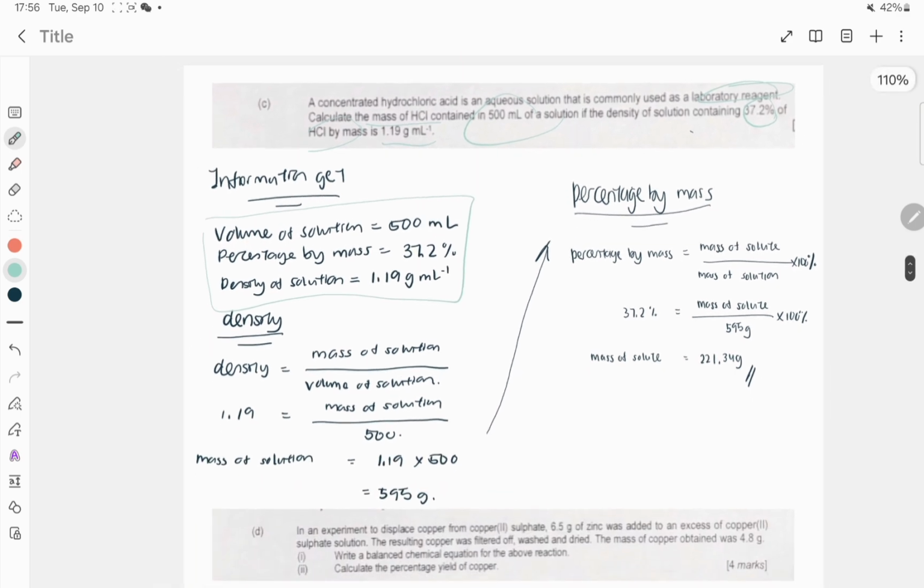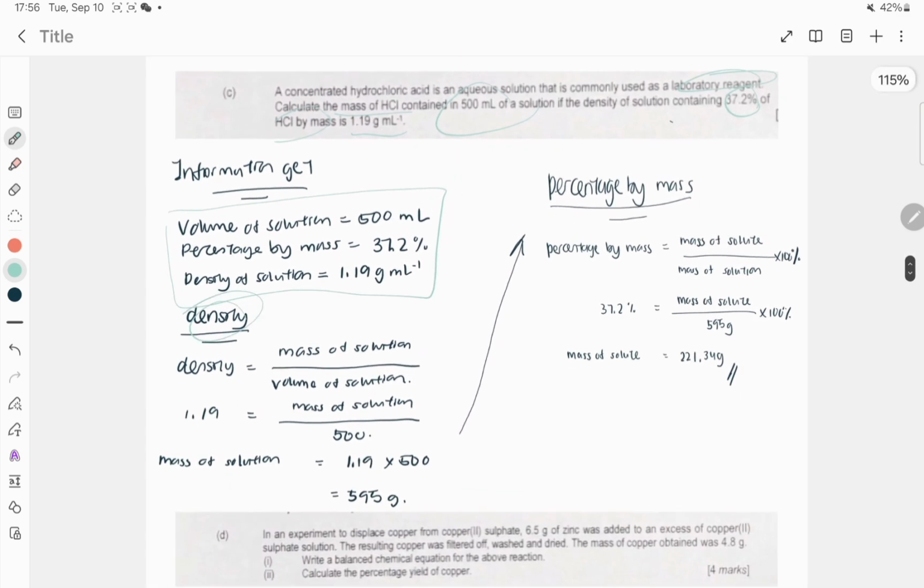First of all, we will need to calculate the density first. What is the formula of density? We need to write it out, which is the mass of solution divided by the volume of solution. Here we need to sub in the value that we get, 1.19, over 500. This one is in ml, since here it is also in gram per ml, right? So these two parts will be the same, so we can replace it over here, and then you will get a mass of solution of 595 gram.